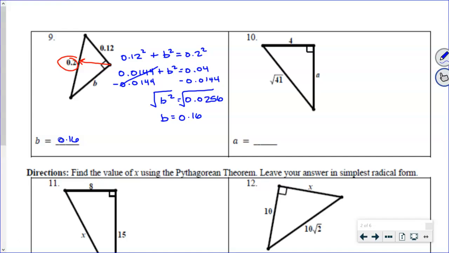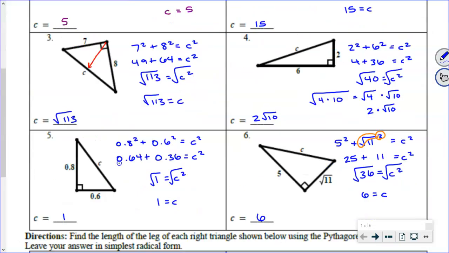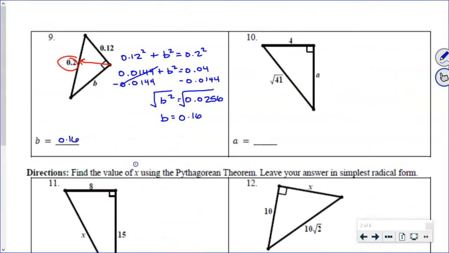Okay, and number 10 is a lot like, which one was it over here? Number 6. Yep, this time it's a hypotenuse. So we have a leg squared plus another leg squared, which is equal to the square root of 41, because that's our hypotenuse, which is then squared. 4 squared is 16. 16 plus a squared is equal to the square root of 41, which is then squared.